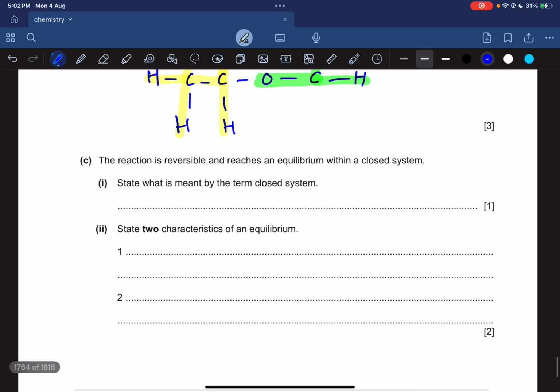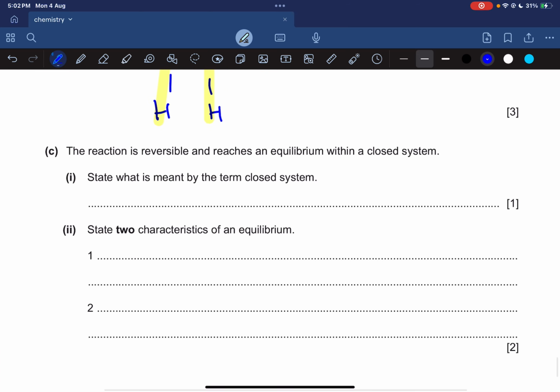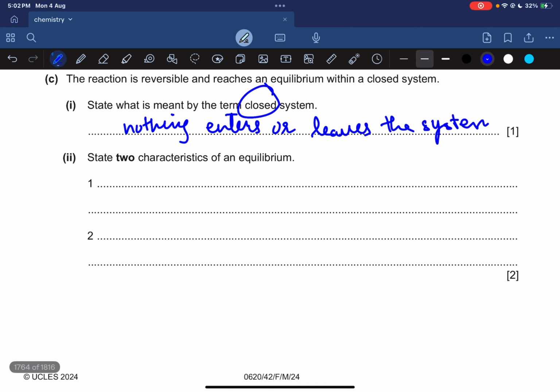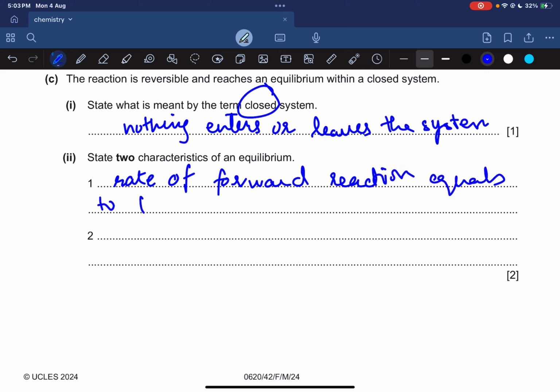The reaction is reversible and reaches equilibrium in a closed system. What is meant by the term closed system? Closed system means that nothing enters or leaves the system. The system is completely isolated. There are 2 characteristics of an equilibrium. Equilibrium means that the rate of the forward reaction equals the rate of the backward reaction. You have to keep this in mind.